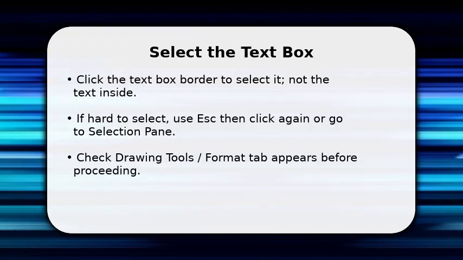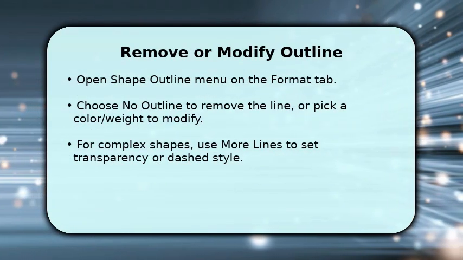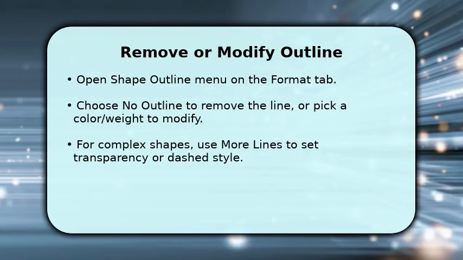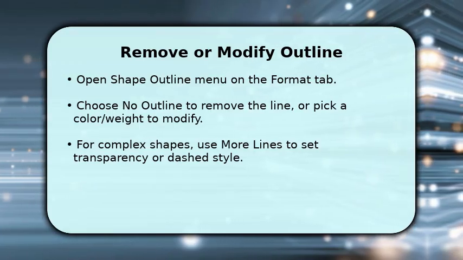Once the Format tab is active, go to Shape Outline and choose No Outline to remove the line immediately. This is the quickest fix. If you prefer to modify instead, pick a color, weight, or dashes to make the border less visible.